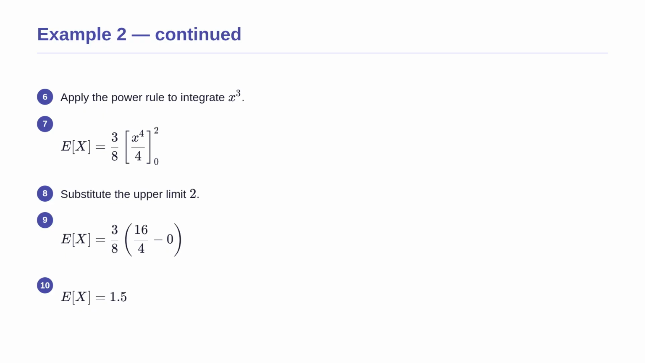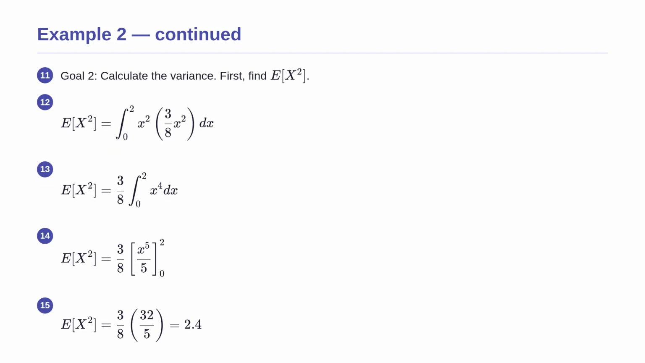Applying the power rule, the integral of x cubed is x to the power of 4 divided by 4. We evaluate this from 0 to 2. We substitute the upper limit 2 into the expression. 2 to the power of 4 is 16. Simplifying the fraction inside the parenthesis, 16 divided by 4 gives 4. Multiplying 3/8 by 4 gives 12/8, which reduces perfectly to 1.5. The mean is 1.5. Physically, this tells us that the center of mass of our probability curve is located exactly at 1.5.